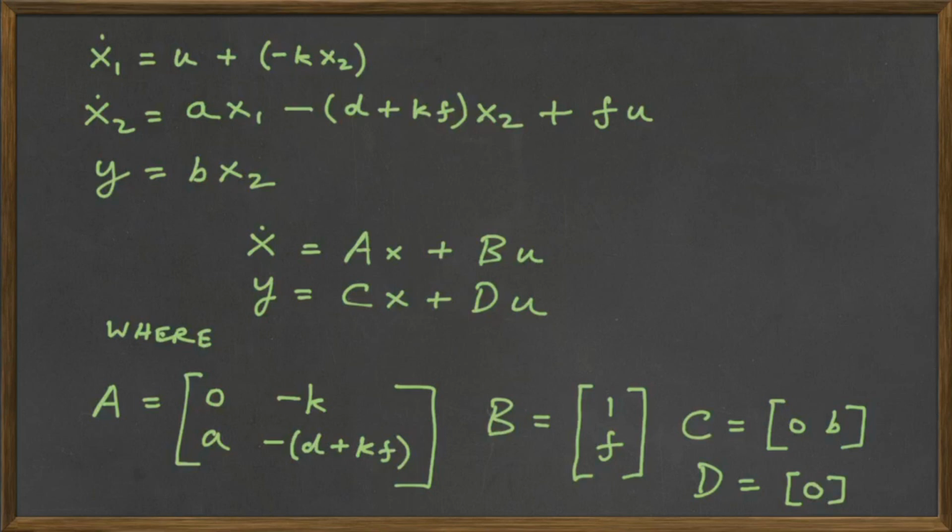And over in the C, we have 0 and b for x2, because there's no x1 in the output y. There's no x1 in that. It's only b times x2. So that's why we have a 0 there in front of the b. The 0 is referring to the x1.